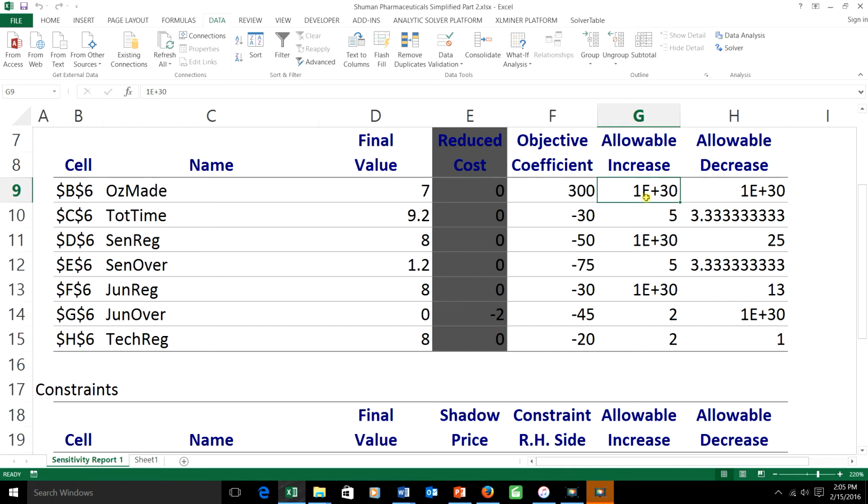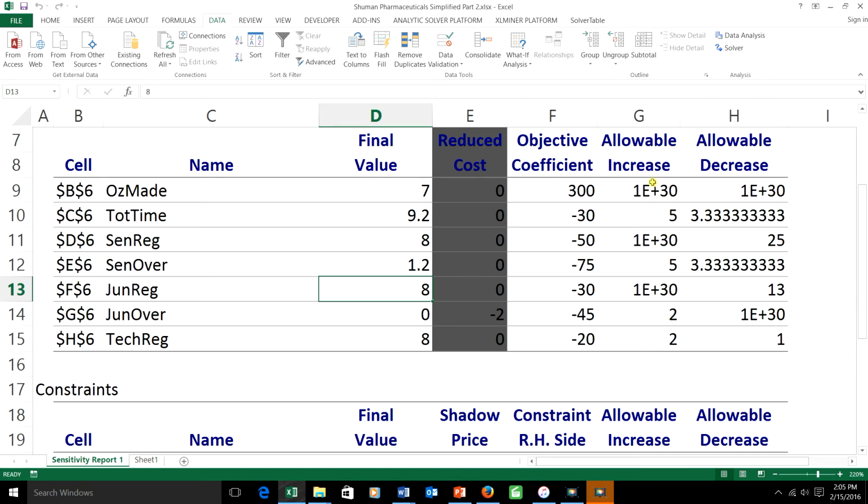Why bigger? It's a max problem, and we're talking increase. Well, that's true. The customer only wants 7 ounces of this drug, so we can't make any more. We're using all available regular time for the senior chemist. He's not allowed to work more than 8. And the junior chemist, she's already working 8, and that's as much as she's allowed during regular time. These variables could not possibly get physically bigger, and that's why the range goes up to infinity.